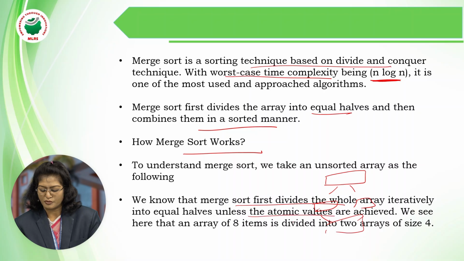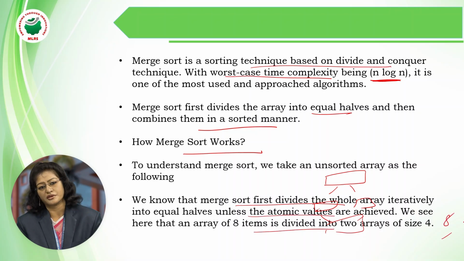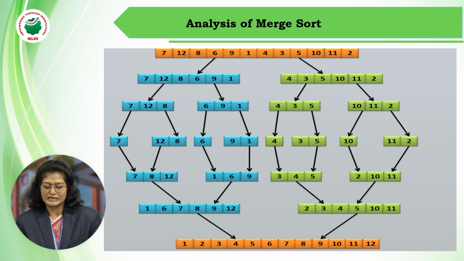So all the values are divided into two sides of the array. When you take 8 elements, it will be divided into two halves. This is how the process of merge sort continues. So we'll see another example.